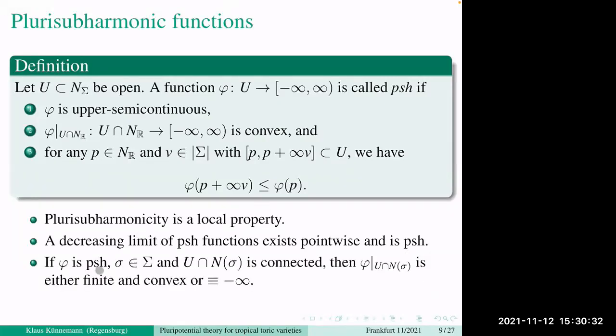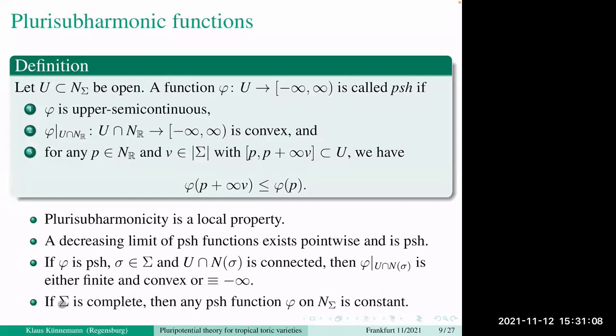You can show that if your function is PSH and if you fix a cone, then you have the associated real vector space N(σ), which might of course be now in the boundary, and you get an open set. And if this open set is connected, then the restriction of this function is either a finite function. So by finite, I mean that it does not take the value minus infinity. So it's finite and convex, or it's a constant equal to minus infinity. And finally, if the fan Σ is complete, then any PSH function φ on N_Σ is already constant.